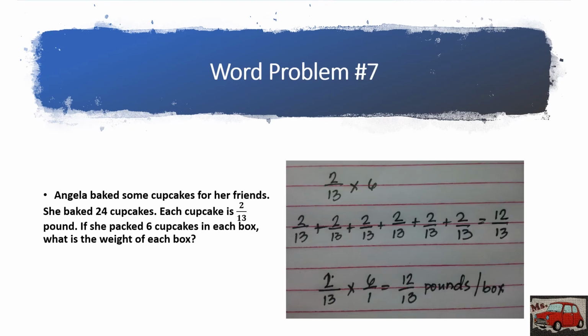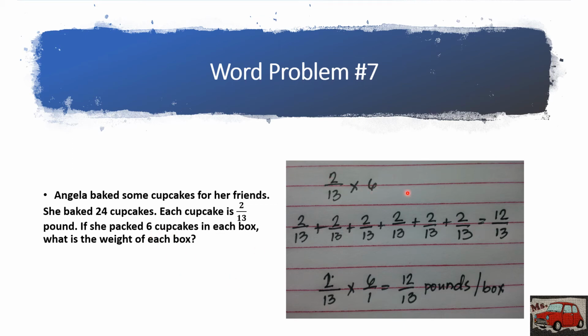Angela baked some cupcakes for her friends. She baked 24 cupcakes. Each cupcake is 2/13 pounds. If she packed 6 cupcakes in each box, what is the weight of each box? Alright, so ang hanapin natin is yung weight ng kada box, okay? Kung ang bawat cupcake, ang weight niya is 2/13 pound, at ang nilagay niya sa bawat box is 6 cupcakes, so imumultiply natin yung weight at saka yung bilang ng cupcakes, okay?